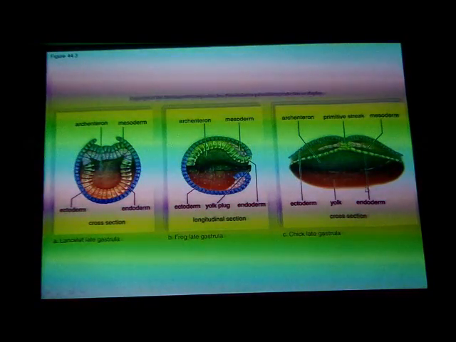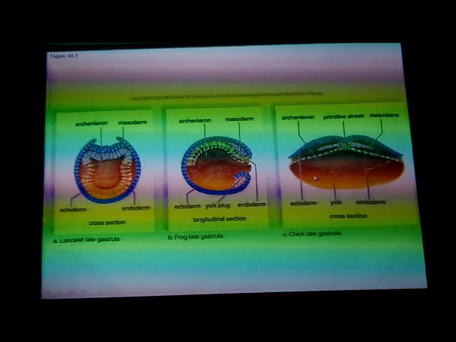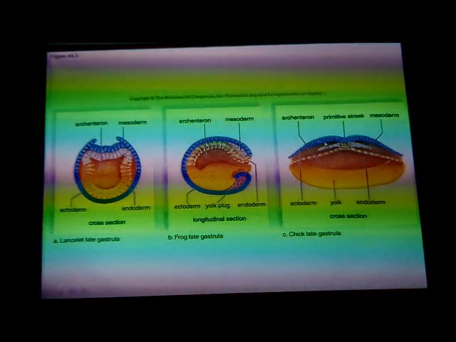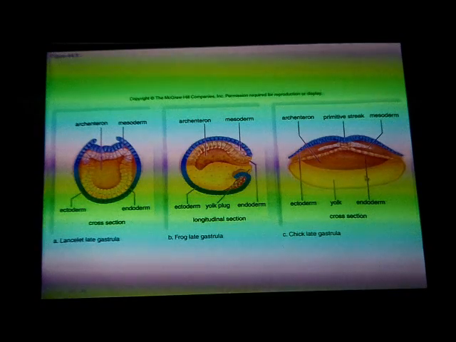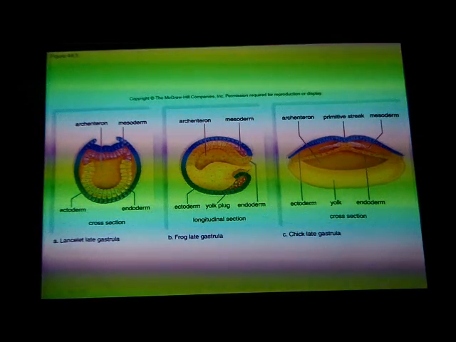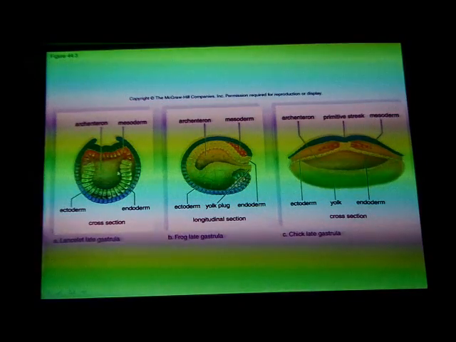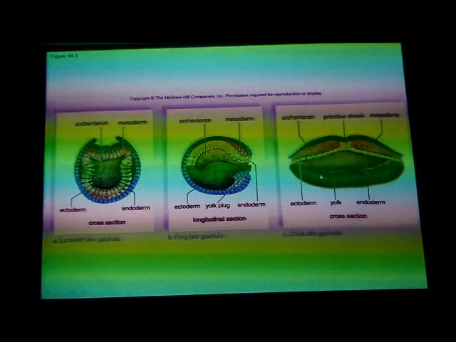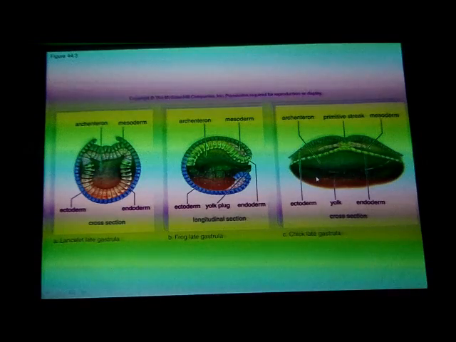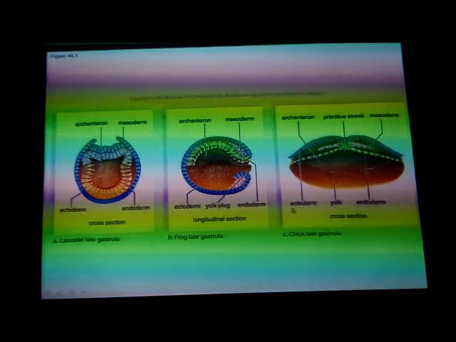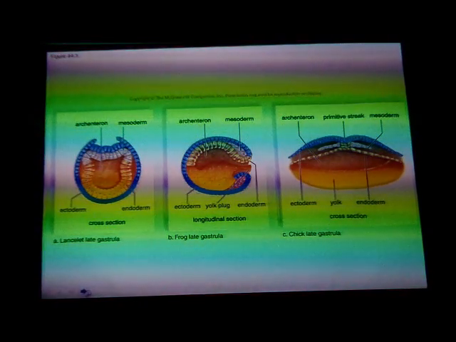One reason is because this yolk here is food for the developing embryo. And chickens have a whole lot of yolk, a whole lot of food. But lancelets don't. So the yolk makes the cells look different. Yolk makes cells reproduce a little bit slower. So you can read about that.